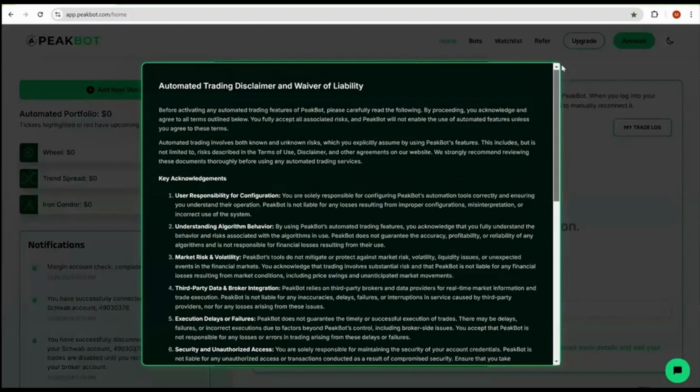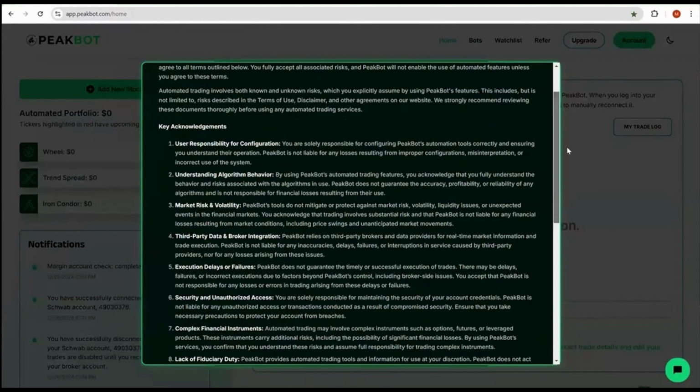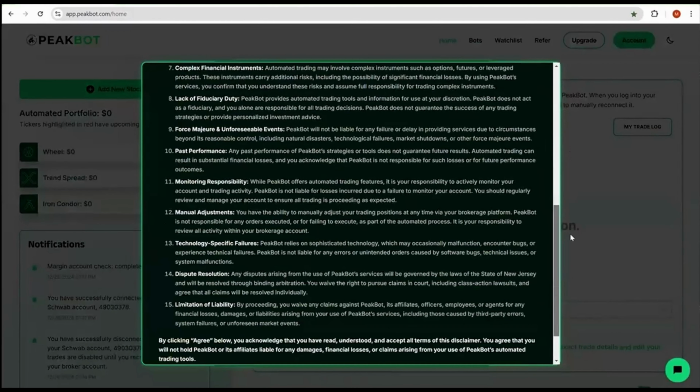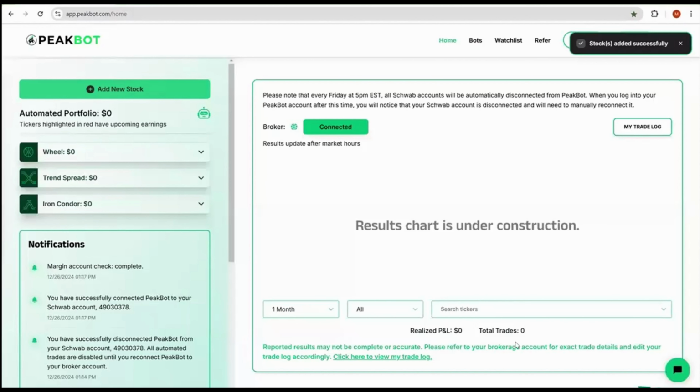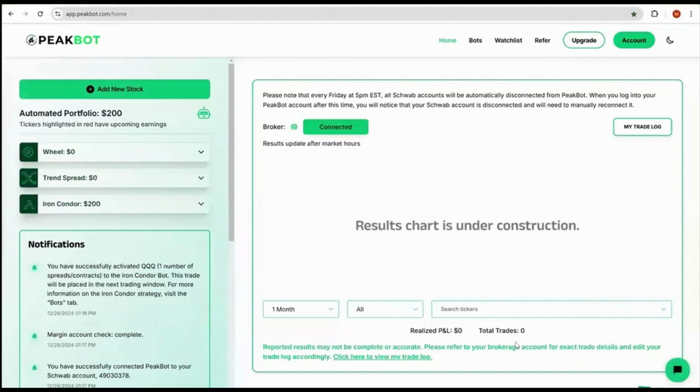And it also comes up with this nice agreement. I'll pause it again. Basically, you're just saying that if they screw up and lose your money, it's not going to be their fault. And I'm not mad at them. I understand that. Stuff happens. And literally, you are now connected. You're trading QQQ, one option a day on the Iron Condor.